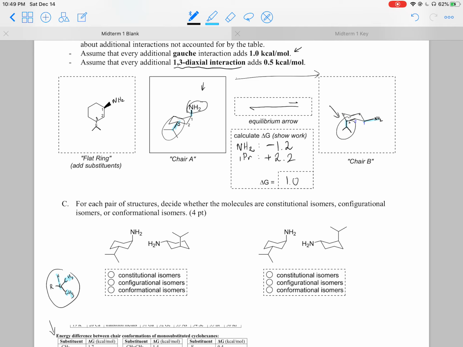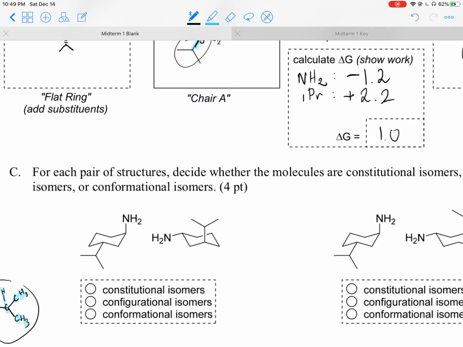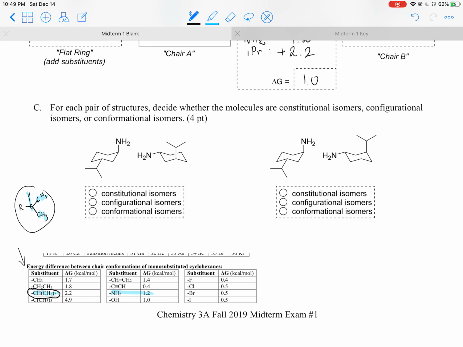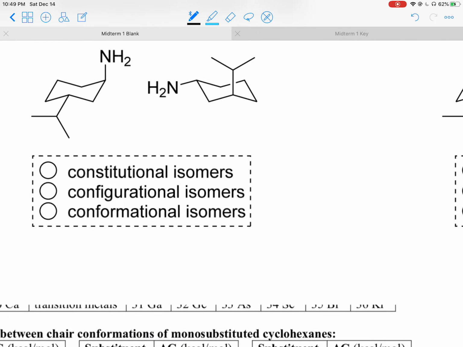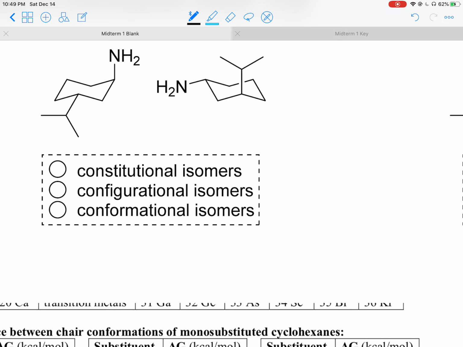Okay, so this is something I still get a little bit confused about. This one is asking whether they are constitutional, configurational, or conformational isomers. I call them the 3 con isomers. They're a little easy to get mixed up. So let's see if I get this right.